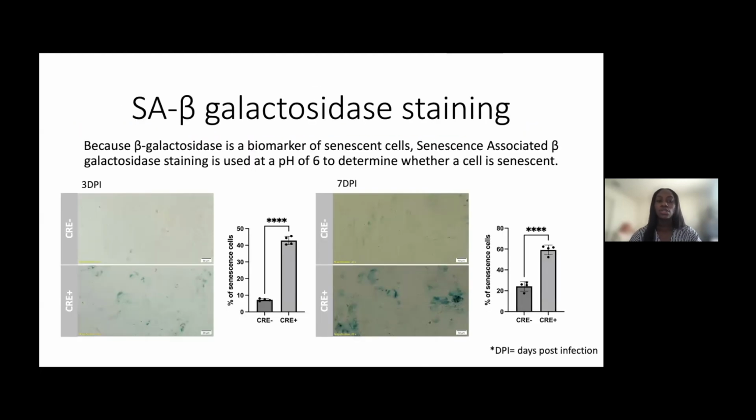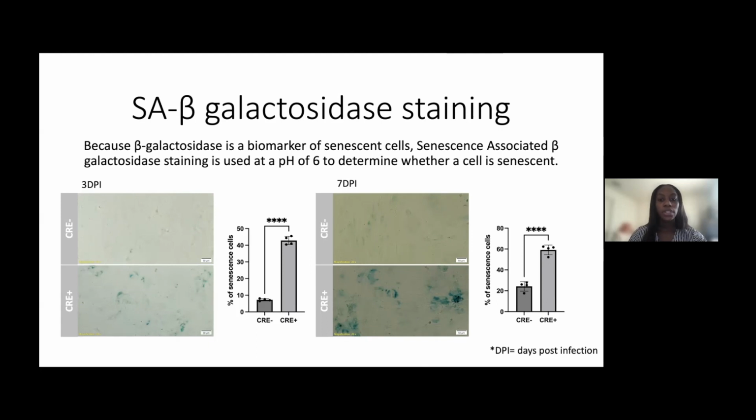Senescence-associated beta-galactosidase staining is used as a biomarker of senescent cells. However, all cells do contain beta-gal. It can be found in normal and senescent cells. So what makes this staining so important is that it's at a pH of 6, where we can find senescent cells only. Now, when we look at our graphs and data, we see 3 days post-infection.